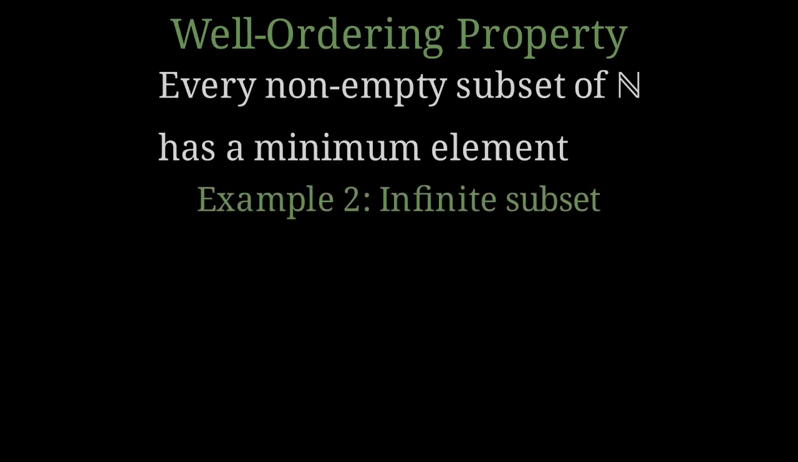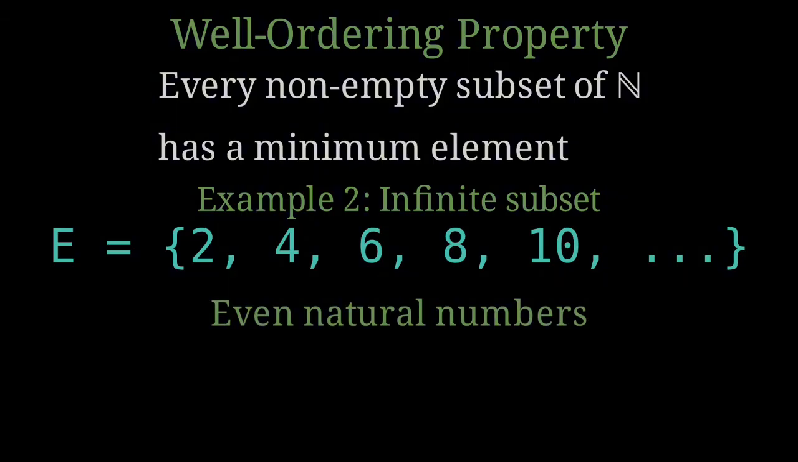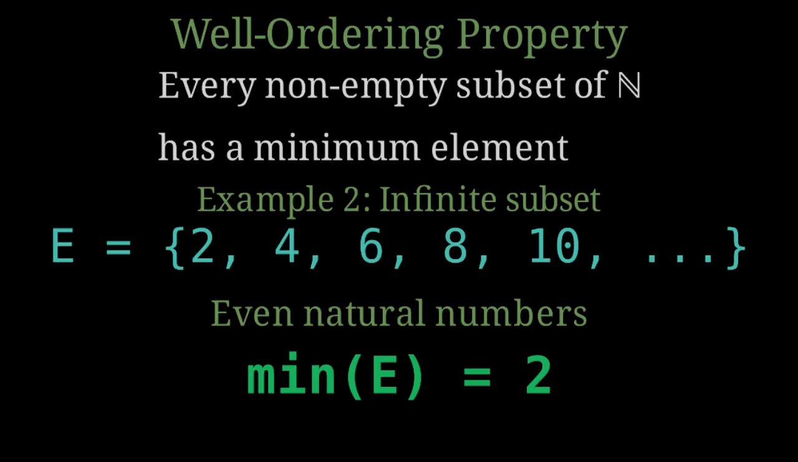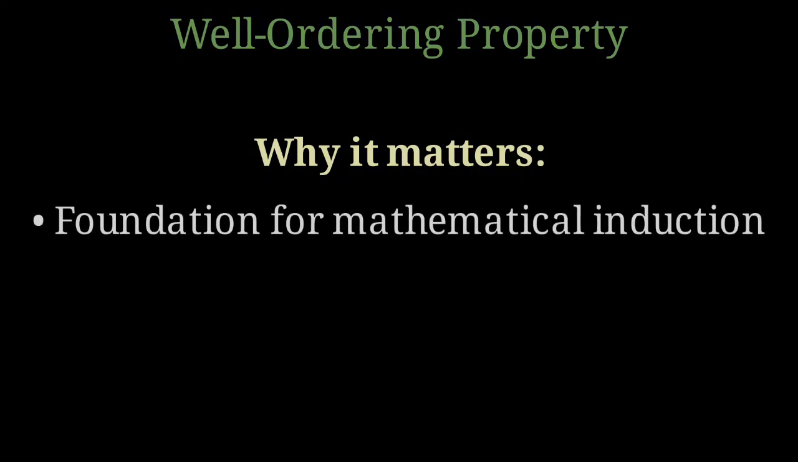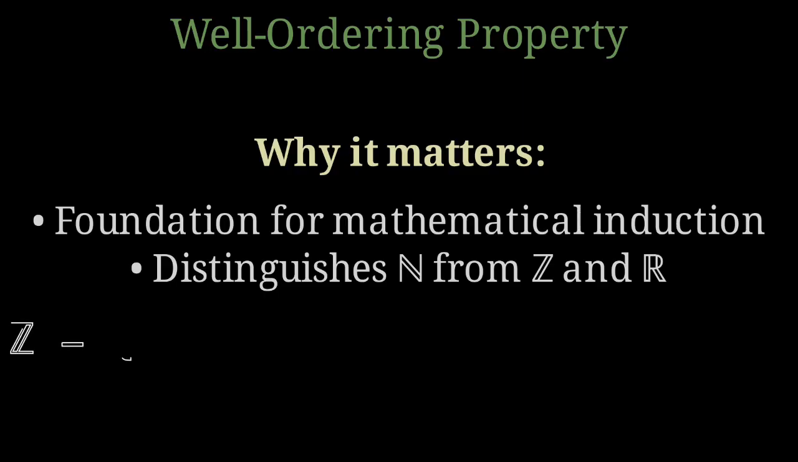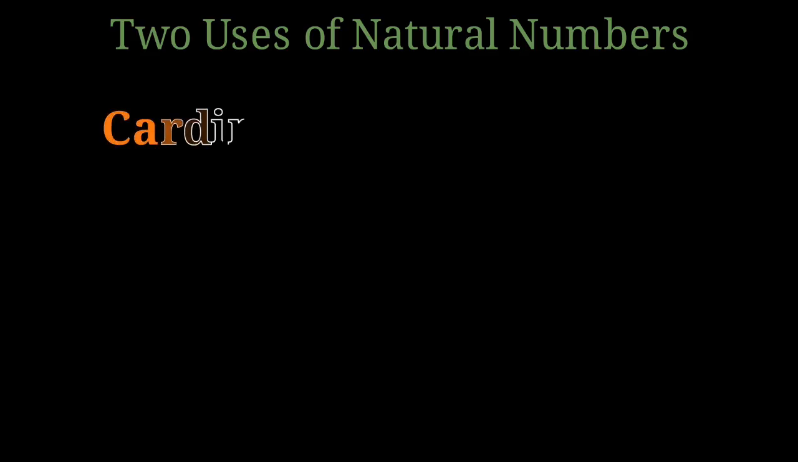Example 2. Consider an infinite subset. E equals the set containing 2, 4, 6, 8, 10, and so on. This is the set of even natural numbers. Even though this set is infinite, the minimum of E is 2. Why does this property matter? It's the foundation for mathematical induction. It also distinguishes N from other number systems. Consider the integers. Z equals the set of all integers from negative infinity to positive infinity. Z has no minimum element. This is what makes natural numbers special.